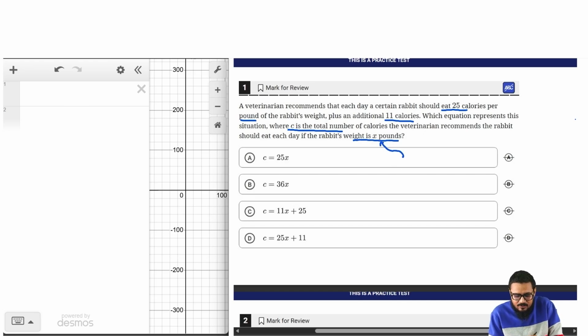So obviously, the rabbit is going to consume 25 times X calories plus an additional 11 calories. That's a fixed number of calories. And this gives you the value of C. So this would be the equation that we would be creating for C, the total number of calories. And that's mentioned in answer option B at the bottom.